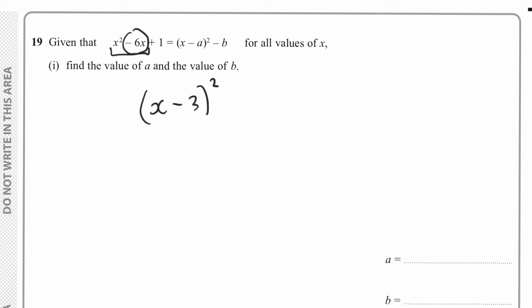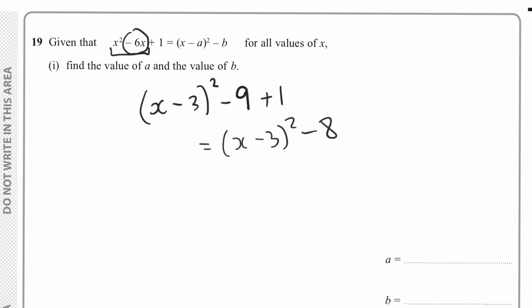You then have to work out what 3 squared is, which is 9, but remember you always take it away from what it is squared. Then you add the 1 on the end. So you'd be left with x minus 3 squared minus 9 plus 1, which is minus 8. So then we've got that.